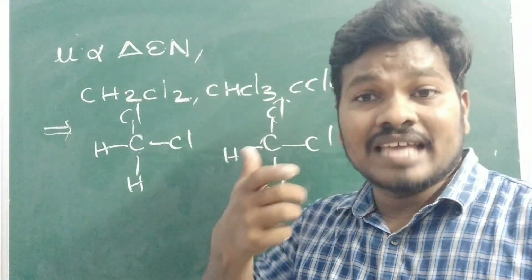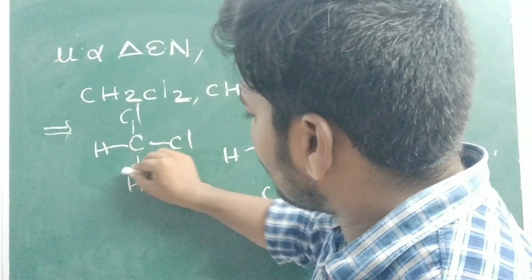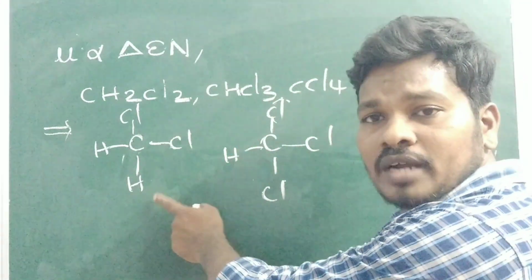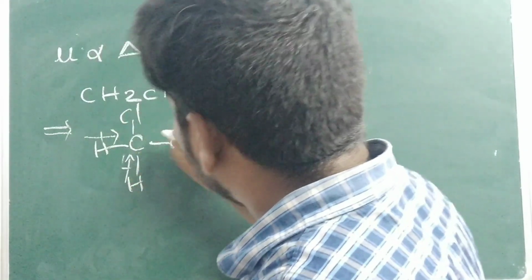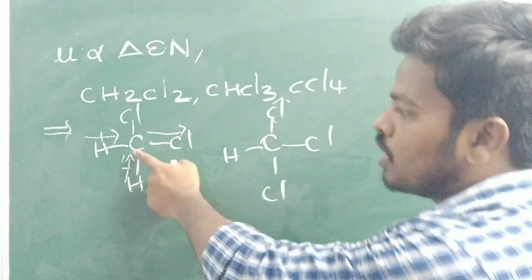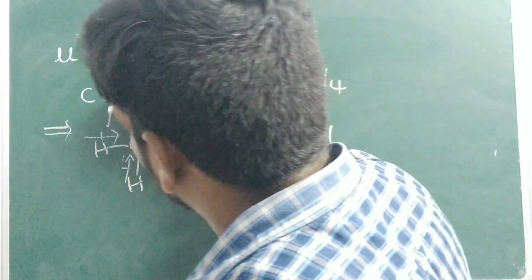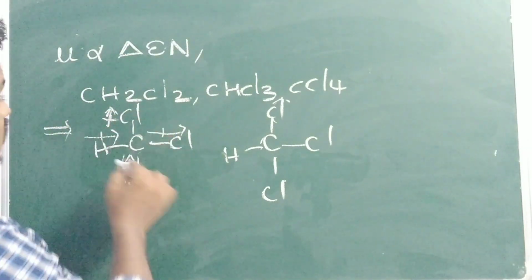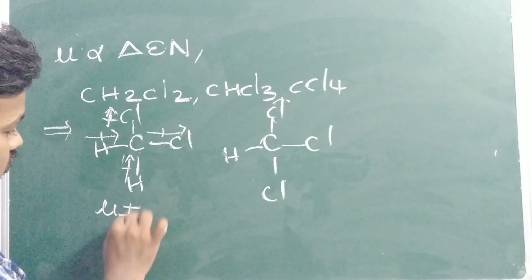So what is our step 1? Electronegativity difference. If the electronegativity difference is more, automatically the dipole moment will be more. Carbon has more electronegativity compared to hydrogen, so the bond moment is towards the carbon. But chlorine is more electronegative than the carbon, so the bond moment should be towards the chlorine. All have irregular charge distributions in different directions, so mu is not equal to 0.